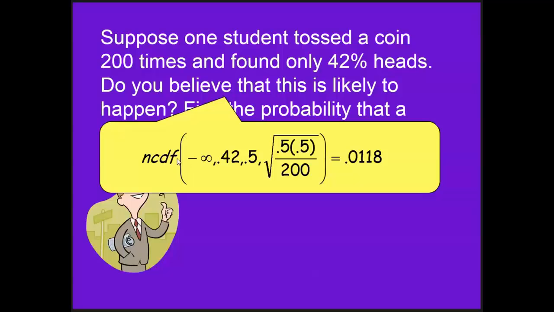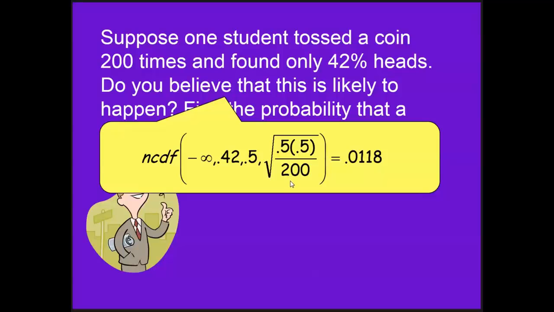So we're looking at a norm CDF, and I'm going from negative infinity up till 0.42 because I'm trying to figure out what's the likelihood that it could be 42% or less, given that I expect it to be 0.5. So in your norm CDF, it's negative infinity up to 0.42. The probability of success is 0.5. And then our standard deviation is given by the square root of 0.5 times 0.5.